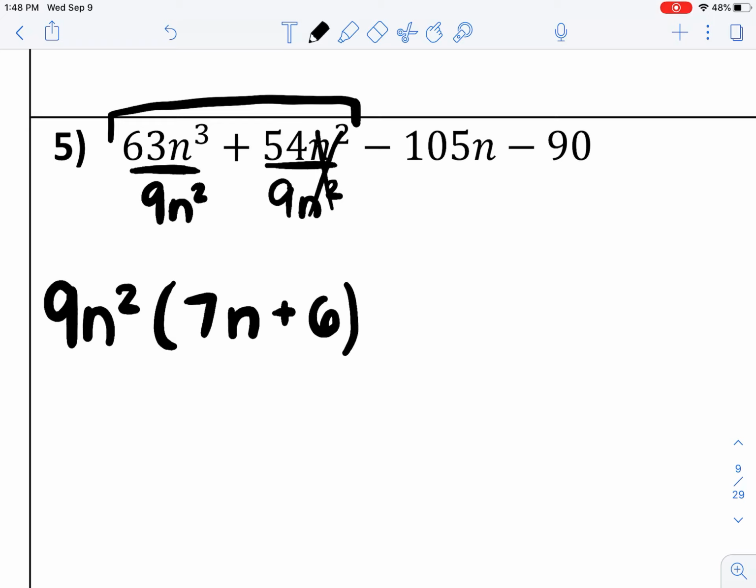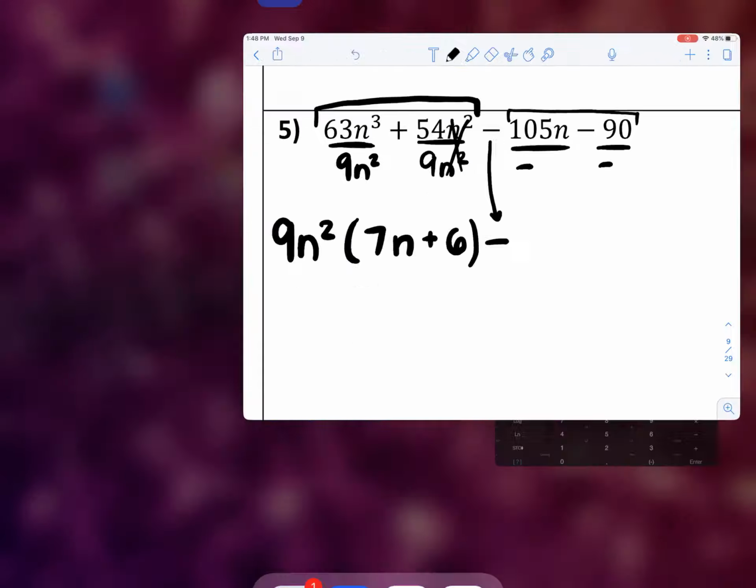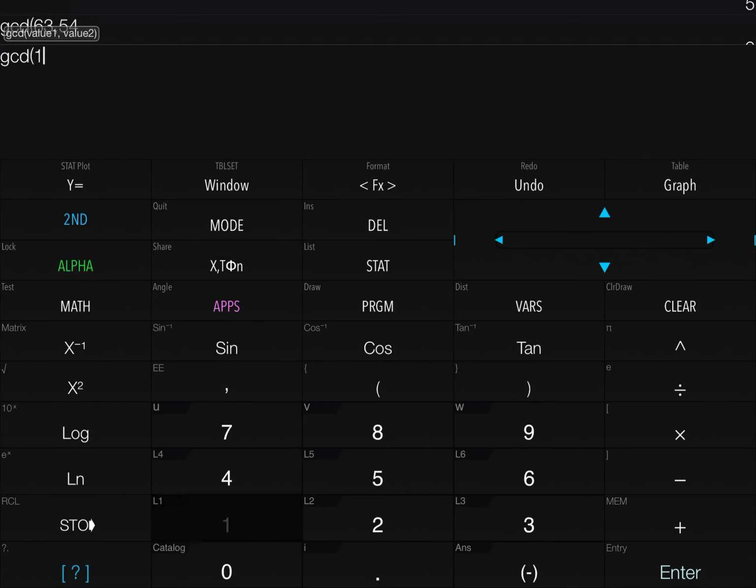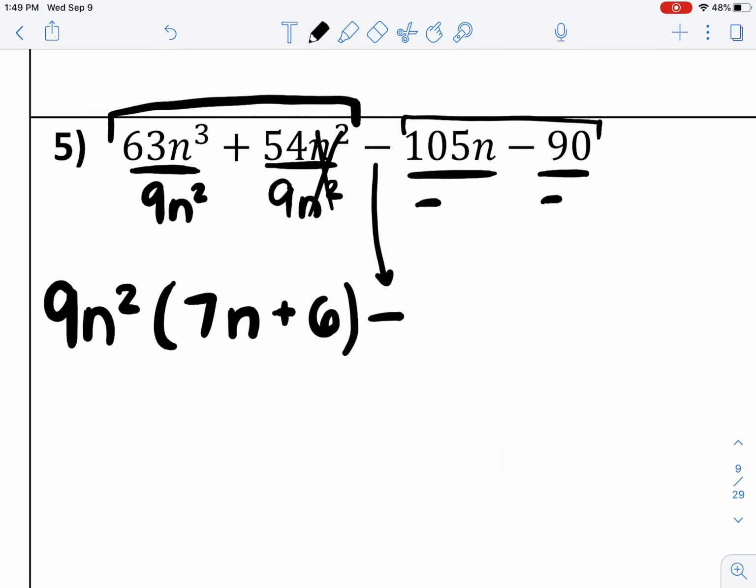Next up, I have a negative GCF. I know that because I have a minus sign in between my two groups. So I'll be dividing by negative something. So I'm just going to put that there. The GCF of 105 and 90. I'll go Math Num 9, 105, 90, and I get 15. So my GCF is negative 15 that I'll be dividing by.